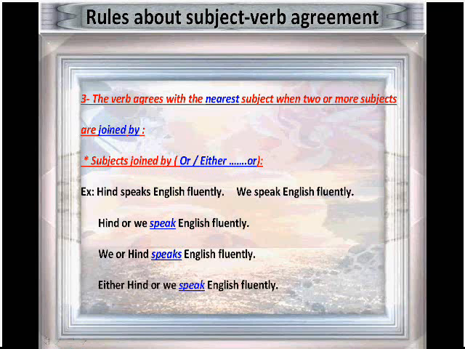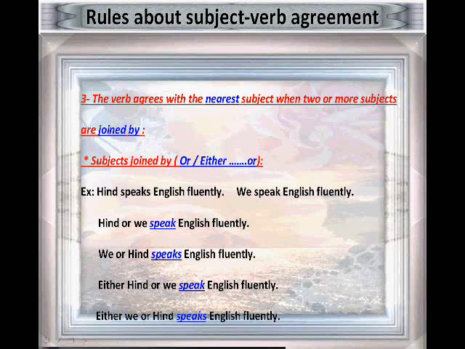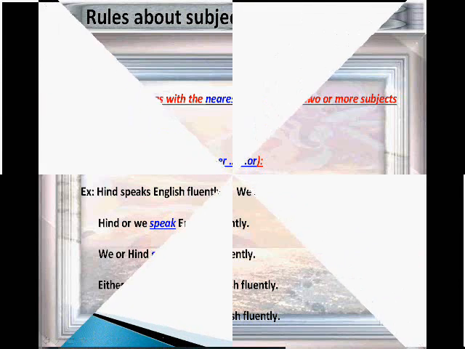If we use either or, so it will be either Hind or we speak English fluently. So we have either or, then again the nearest subject is we, which is plural, so the verb became plural. And the last case, either we or Hind speaks English fluently, because again the verb agreed with the singular subject, which is nearest to it. So don't forget that the verb agrees with the nearest subject if the subjects are joined by or or either or. Let's have a look at another case.